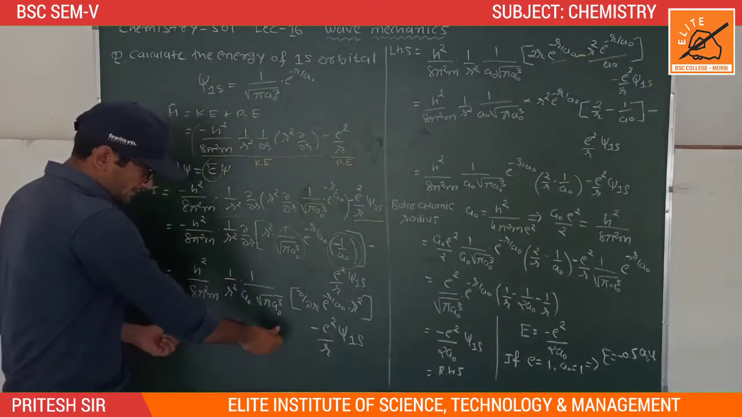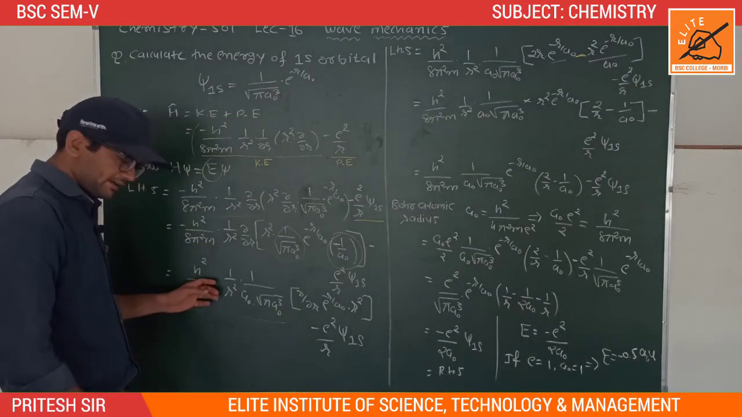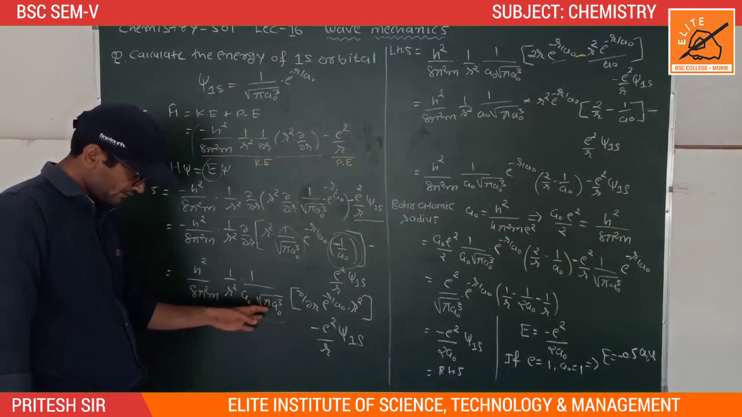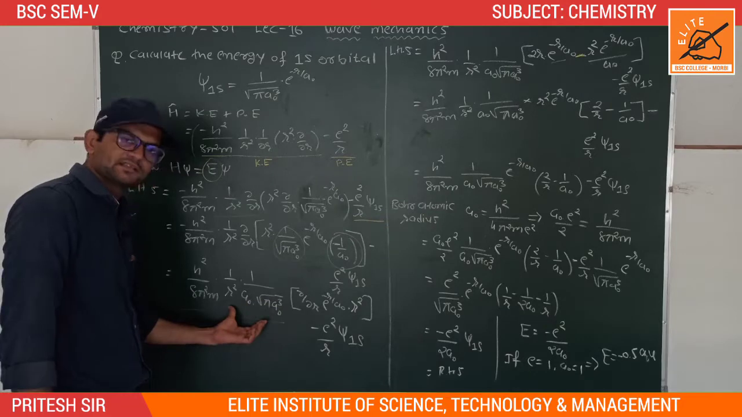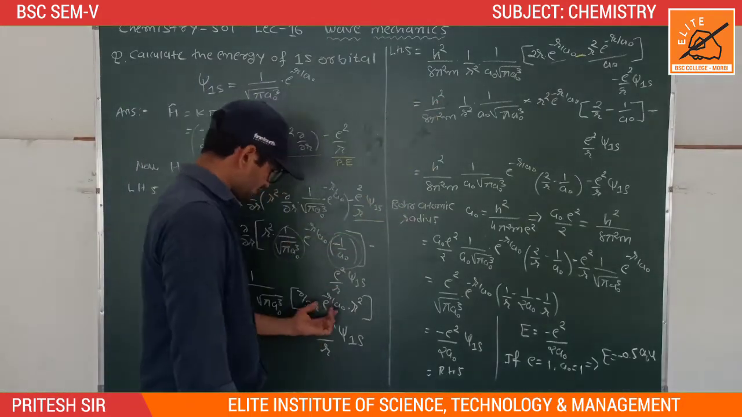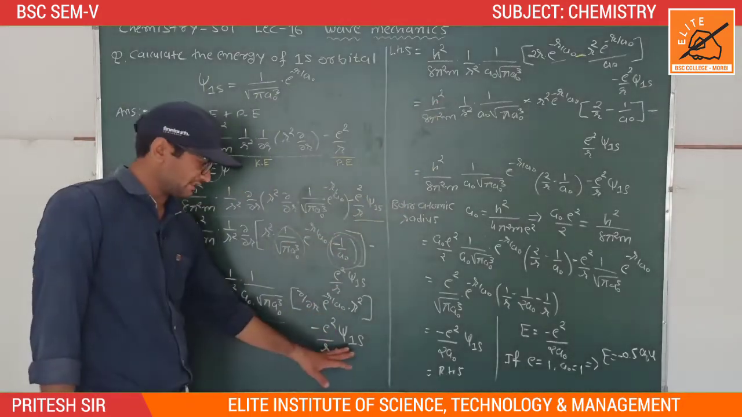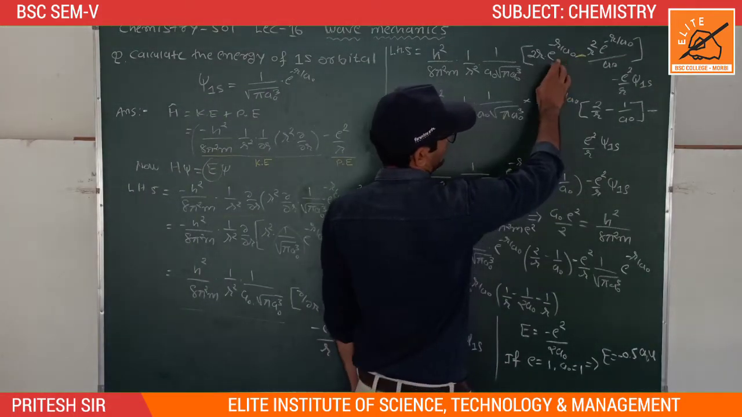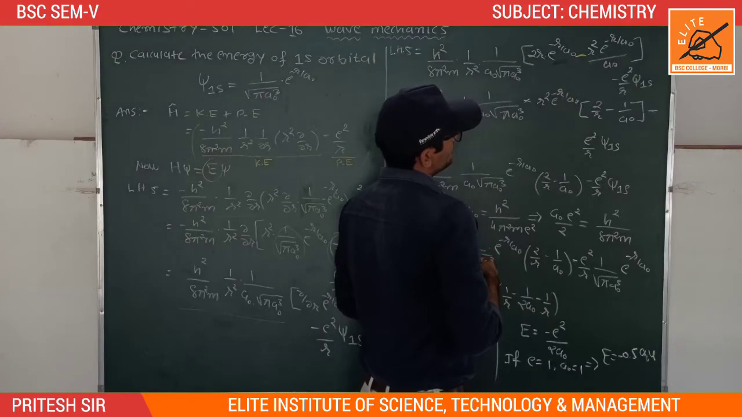So this term remains as it is: a square upon 8 pi square m, 1 upon r square, 1 upon a0 under root pi a0 cube remains as it is, and the differentiation of this term and this term also remain as it is.